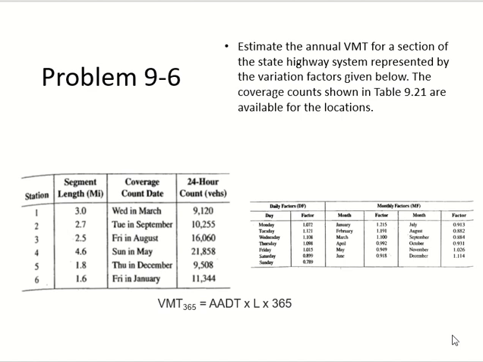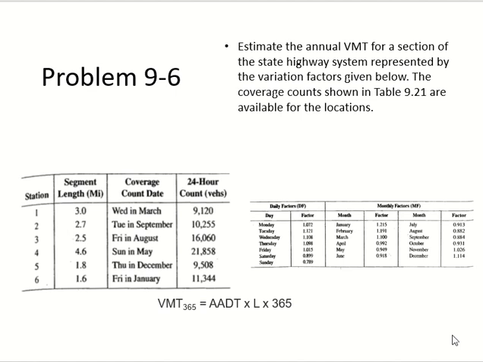Now, in this example, they have taken data from 6 stations. Look at the table on the left hand side. We have data from 6 stations. For each station, I have the length, and I have the day and the month in which the count is taken, and the count is given in the last column.